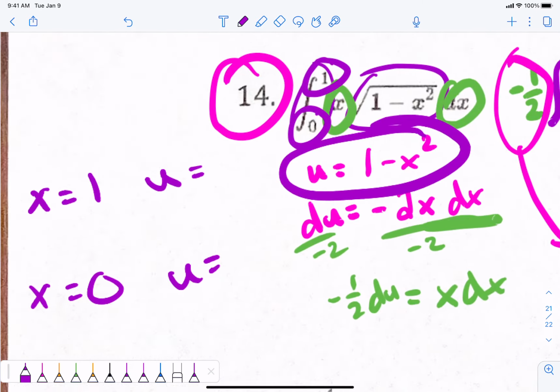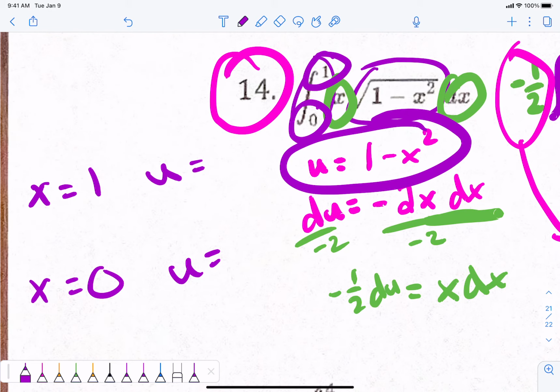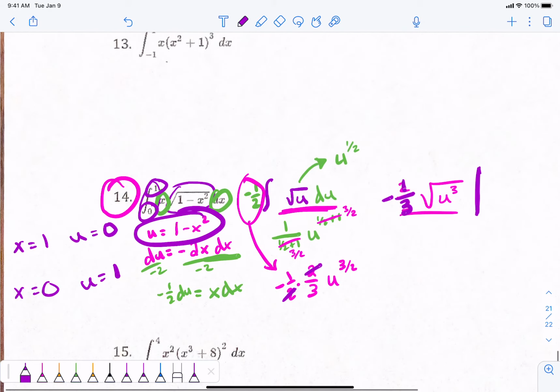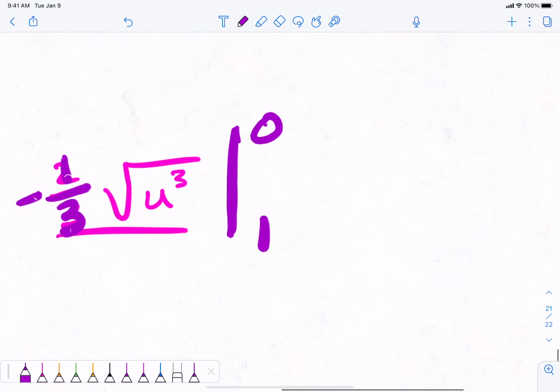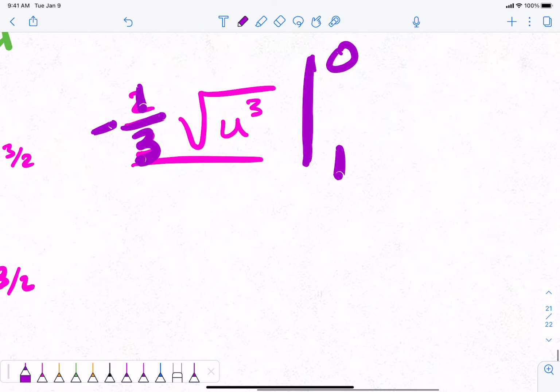U is 1 minus x squared. So if x is 1, what's u going to be? Zero. If x is 0, u is 1. So I'm going to leave my u in that spot, but I'm going to use the limits 0 and 1. And when I do this, I have to plug in which one first?